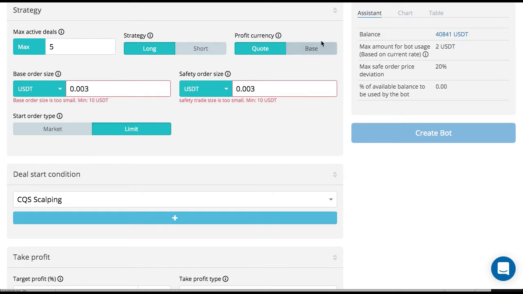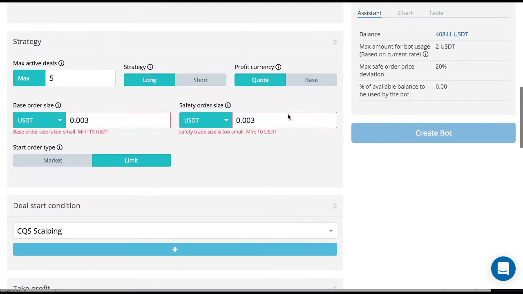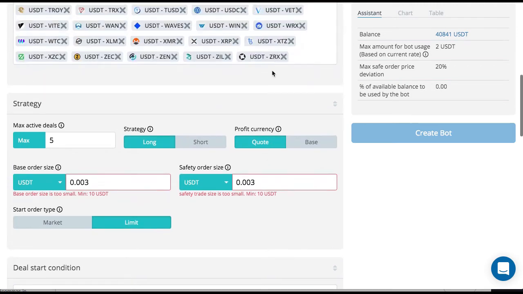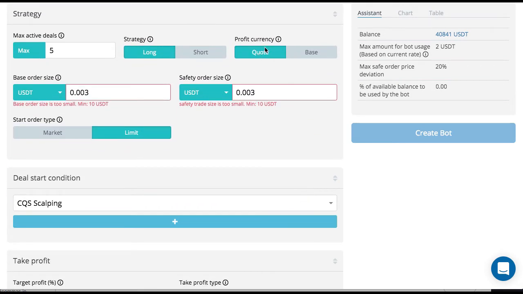Second thing is, do you want this to quote the price in the left part of the pair or the right part of the pair? So the left part of the pair is USDT. The right part of the pair is whatever particular token you're looking at. We always choose the quote pair, the left side of the pair. It's the easiest way to do it because you're dealing with USDT or BTC.